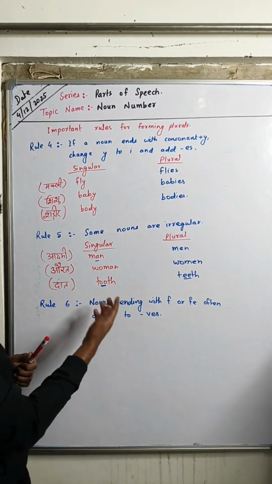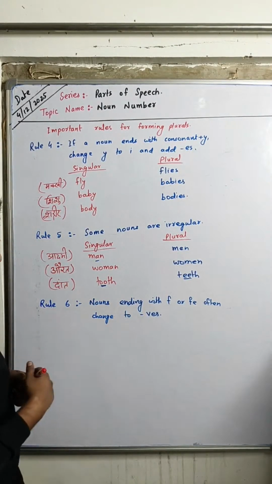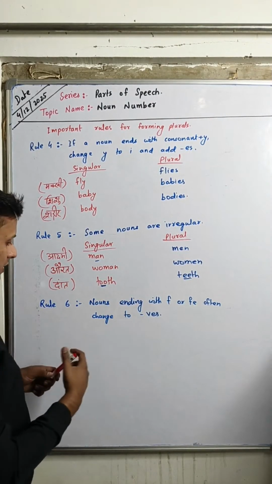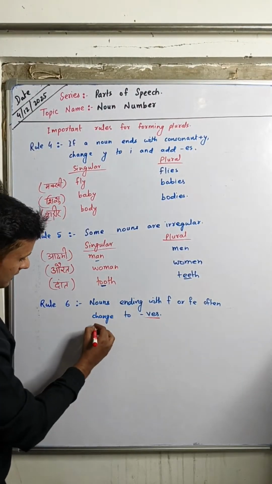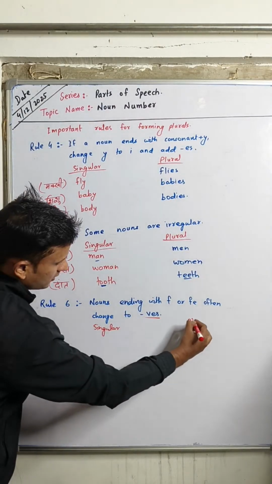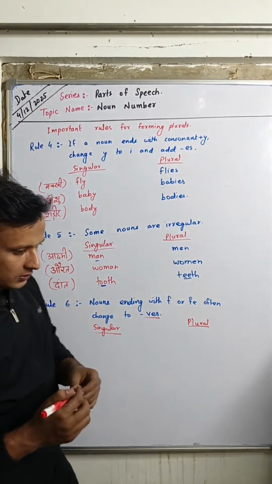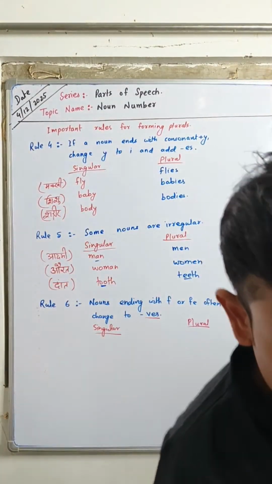So what does this rule say? Nouns ending with F or FE. F और FE अगर किसी नाउन के एंड में हो तो हम क्या करते हैं, उसको चेंज करके VES लगाते हैं. Let's look at the examples. Singular, plural. Can you comment any of these nouns which end with F or FE?